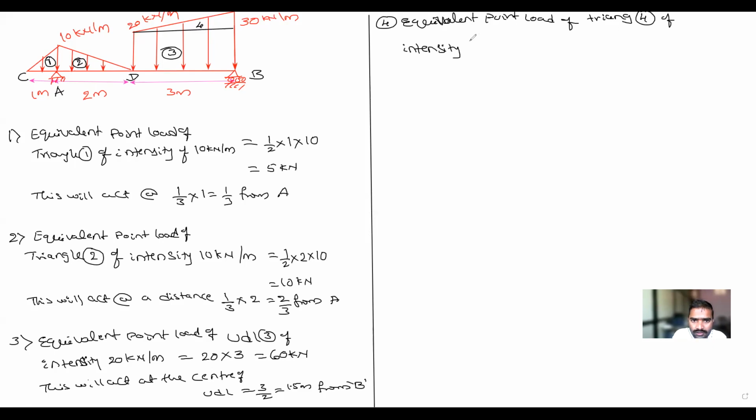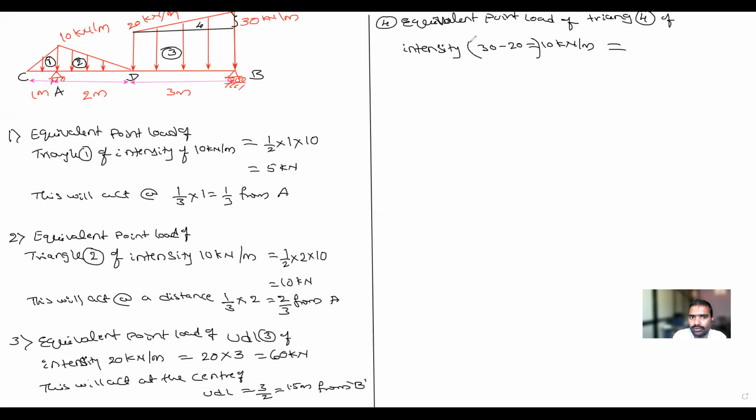What is the intensity of this? That is 30 minus 20, which is equal to 10 kilonewton per meter. Understood? How did it come here? Only this much is 10. The total is 30, and when 20 is subtracted, the remaining 10 comes.